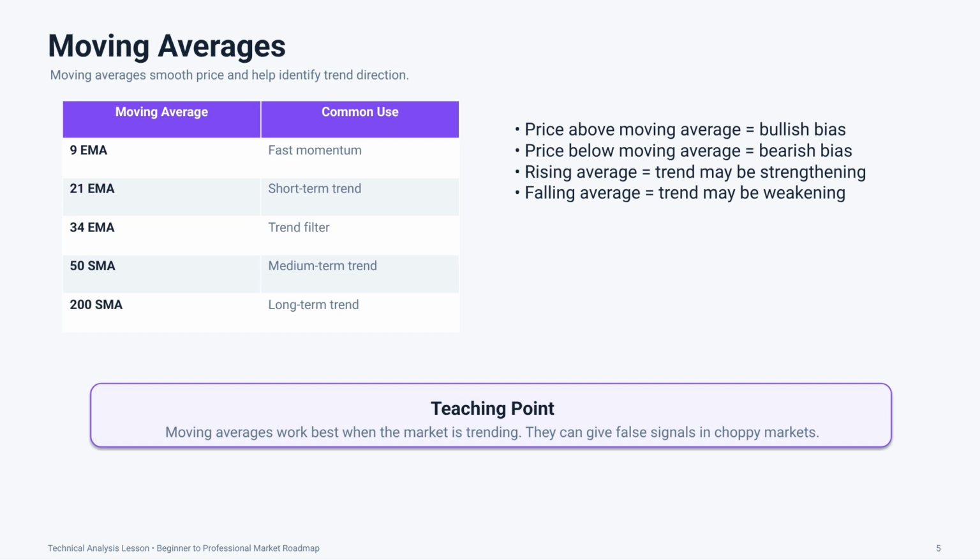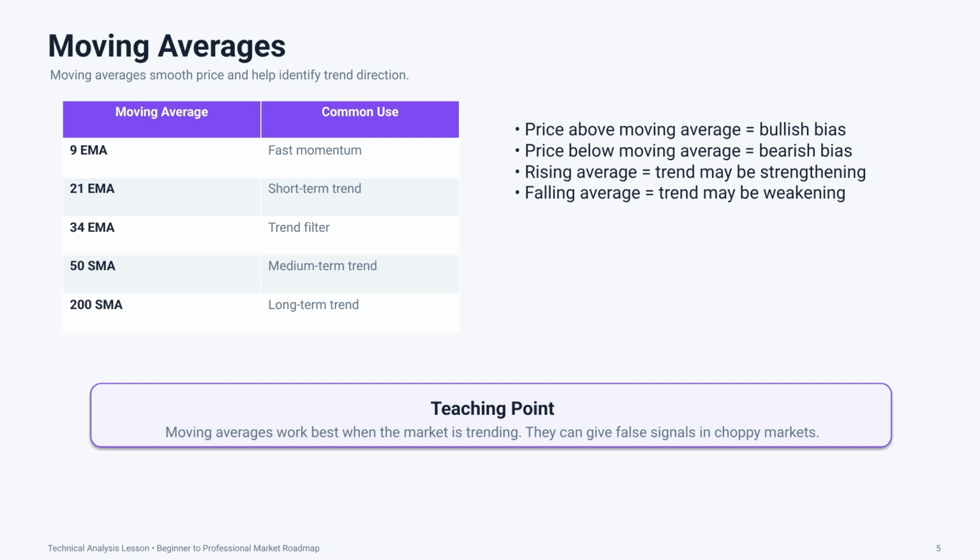On this slide, we have a few common moving averages. The 9 EMA is often used for fast momentum. It reacts quickly to price movement, so short-term traders may use it to see quick changes. The 21 EMA is often used for the short-term trend. It helps traders see whether the current move still has strength.